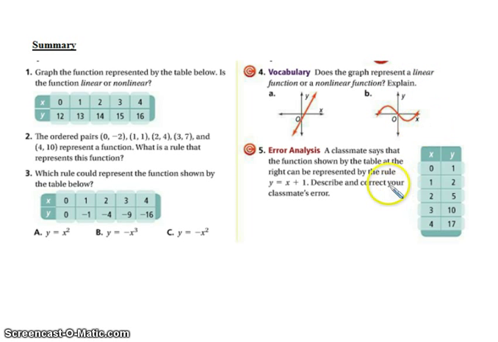And then for number 5, your error analysis, your classmate says that for this table, y equals x plus 1 is correct. That is the rule or the equation for that table. Well, it's wrong. So describe why it's wrong and then correct your classmate's error. Correcting it means write the correct rule. So tell me what is wrong, where it goes wrong in this table, and then give me the correct rule.